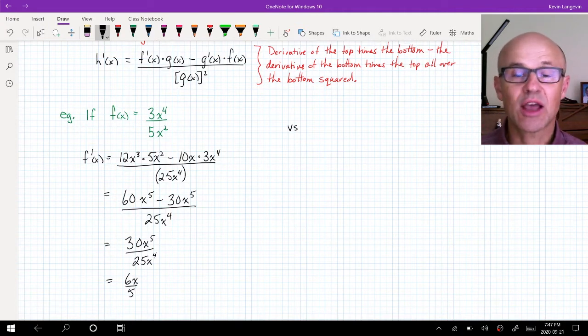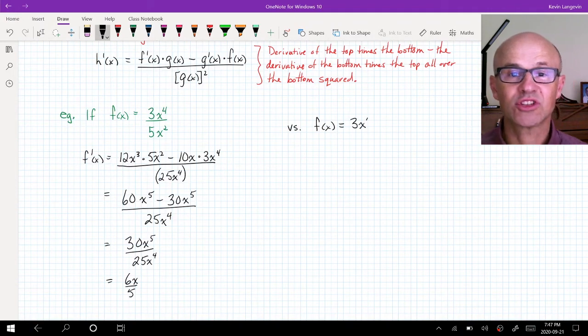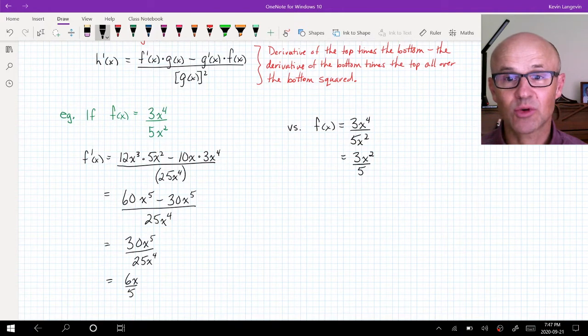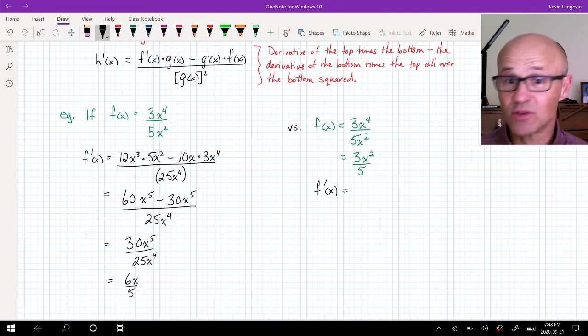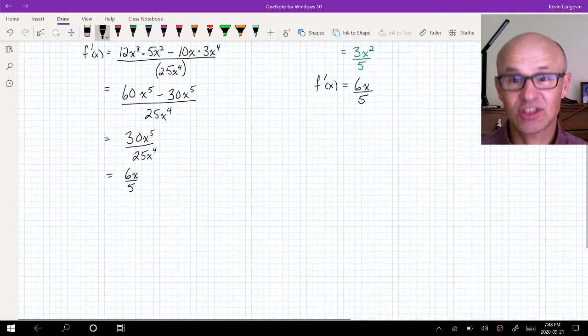Now, naturally, if we actually had this question, we would probably just simplify it first, change it into 3x squared over 5, and then just take the derivative using the power rule, which would become 6x over 5.